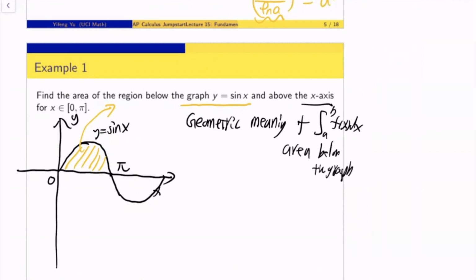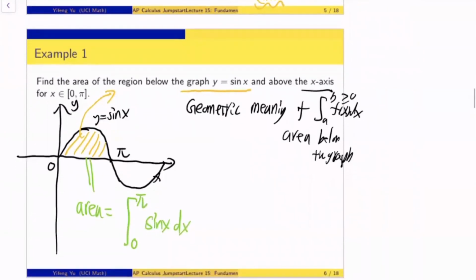If it's a positive function, here from 0 to pi, the function sine x is positive. So we say this area just equals the integration from 0 to pi of sine x dx. Now, because we know the antiderivative of sine x, this just equals negative cosine x, right?